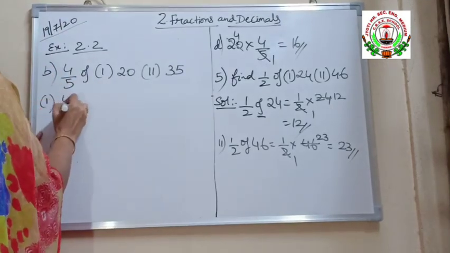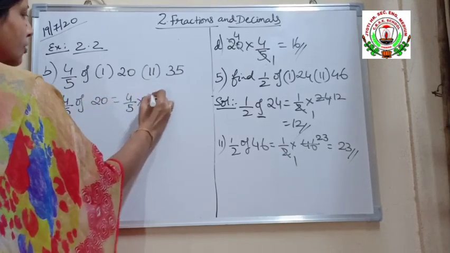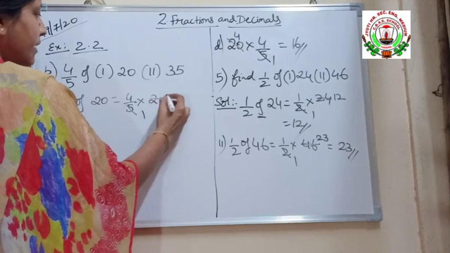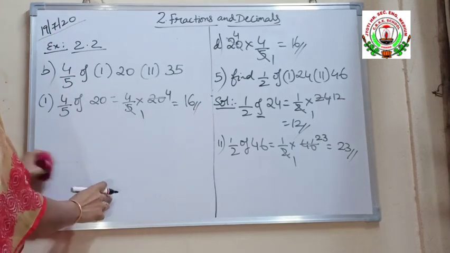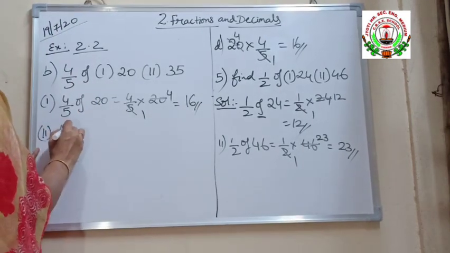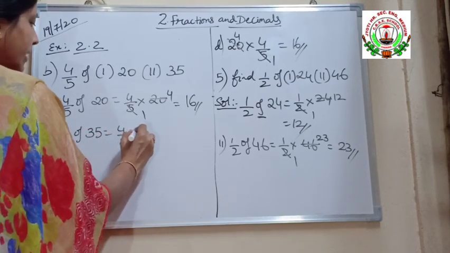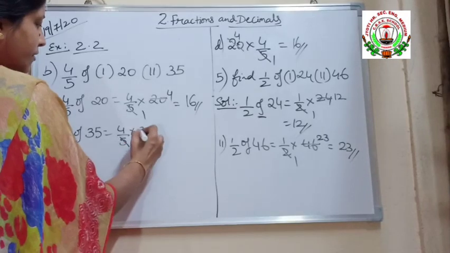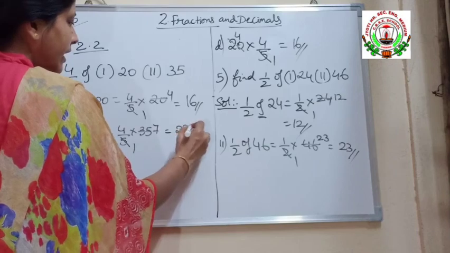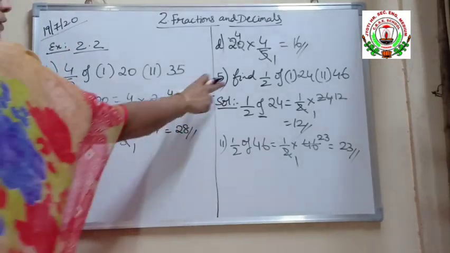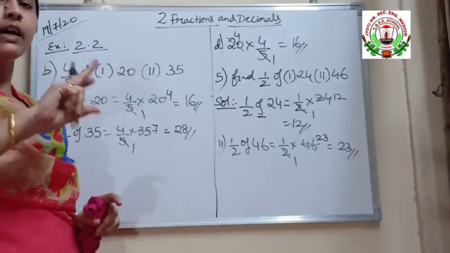So first part I am taking 4 by 5 of 20, that is 4 by 5 into 20. Again 5 1s are 5, 5 4s are 20. So 4 and 4, it is 16. 16 is your answer. Second part, 4 by 5 of 35. See, 4 by 5 into 35. 5 1s are 5, 5 7s are 35. So 4 7s are 28. This is your answer. In this fifth question, they have given 4 parts. I have done 2 parts. I hope you can do the other remaining 2.